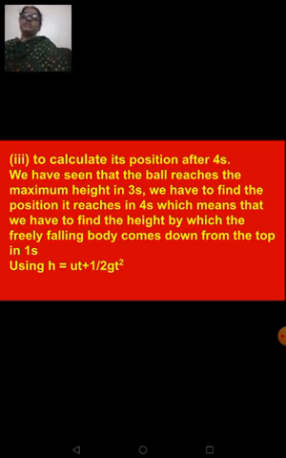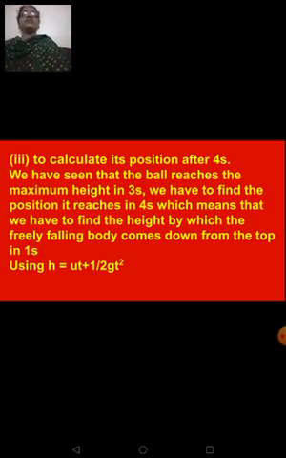vertically upwards. So 4 seconds means 3 seconds it is taking to reach the maximum height, and after that it starts coming down. So within 1 second, what distance will it reach? Now also the ball will be above the ground surface, right? But in 1 second, how much distance will it be covering above the earth's surface? In total 4 seconds of time.